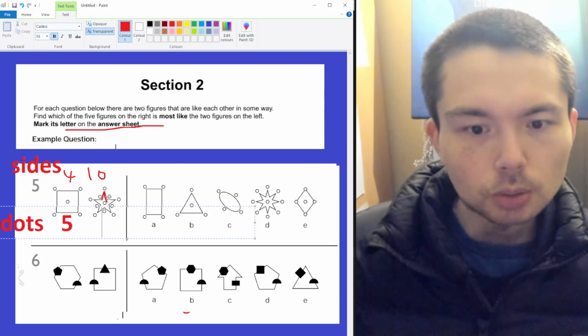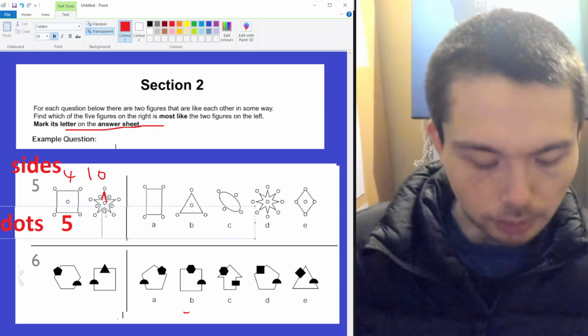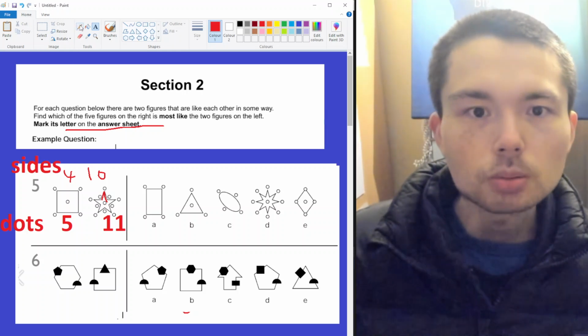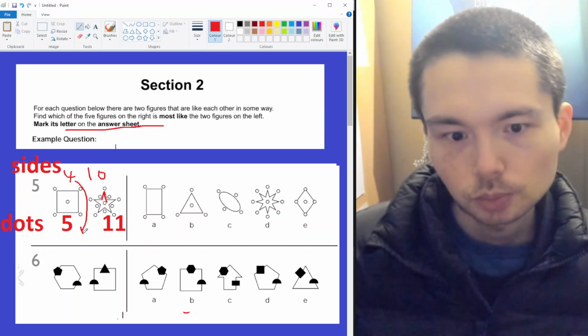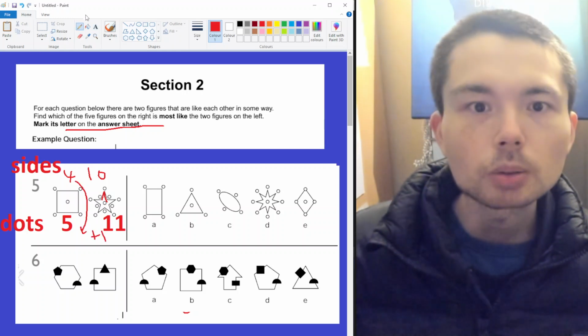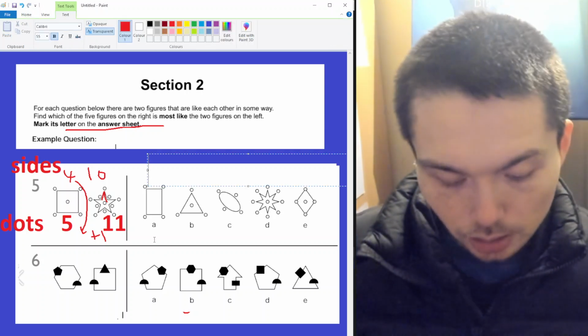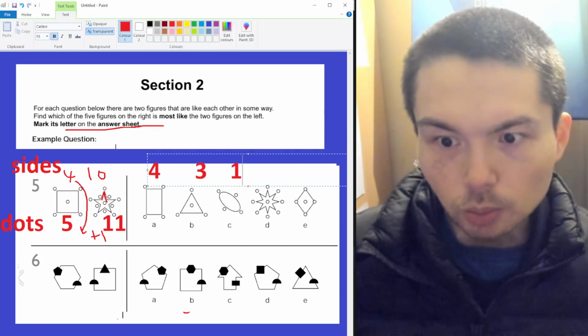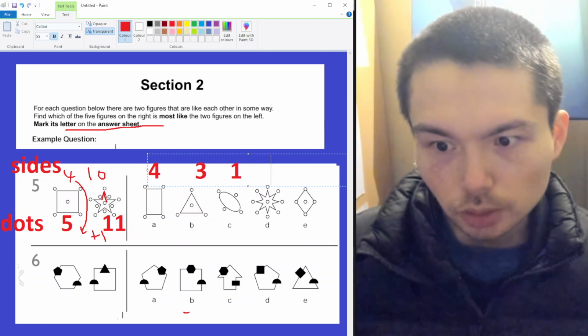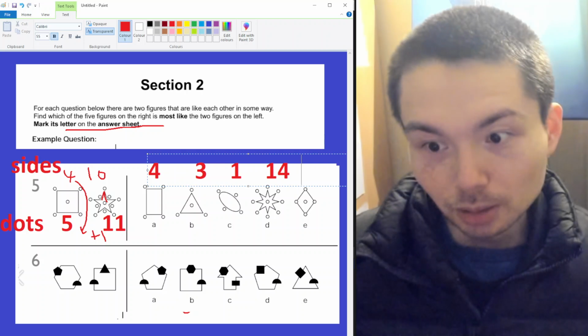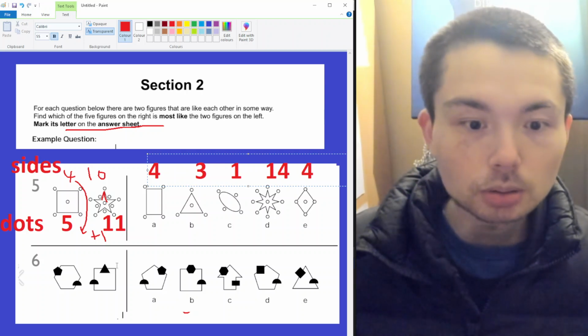1, 2, 3, 4, 5, 6, 7, 8, 9, 10, 11. What's the relationship between sides and dots? We need to add 1. We are adding 1. So let's quickly do that for each one. Quickly write the numbers on top for the sides. 4, 3, 1. 1, 2, 3, 4, 5, 6, 7, 8, 9, 10, 11, 12. Oh my goodness, it's probably not that one. 14, 4. Now put the dots underneath.